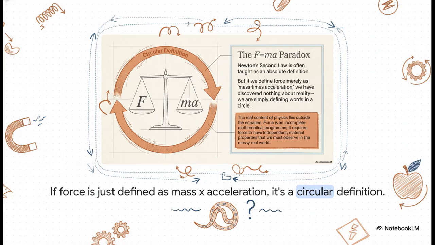Okay, so this really gets to the heart of the problem. If we say that a force is defined as the mass of an object times its acceleration, then the law F equals ma just becomes mass times acceleration equals mass times acceleration. You see the problem? It doesn't actually tell you anything new about how the universe works. It's just a circular definition, completely chasing its own tail.